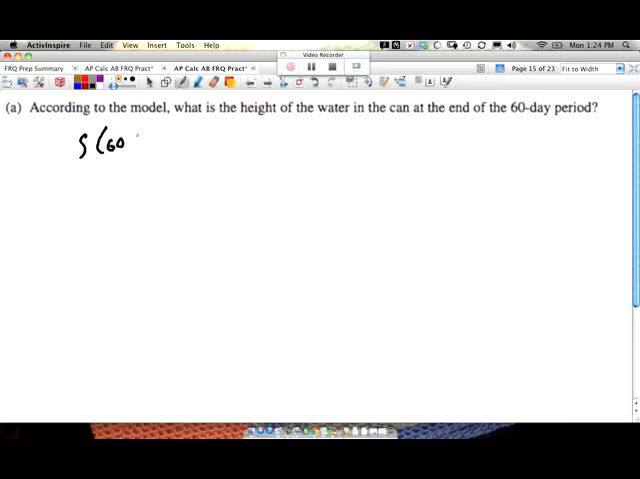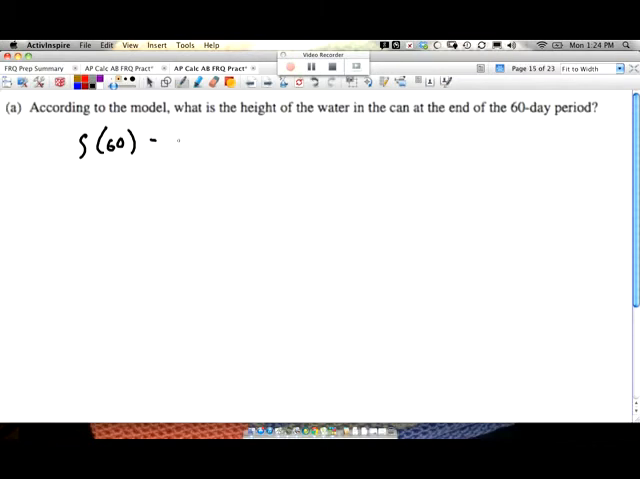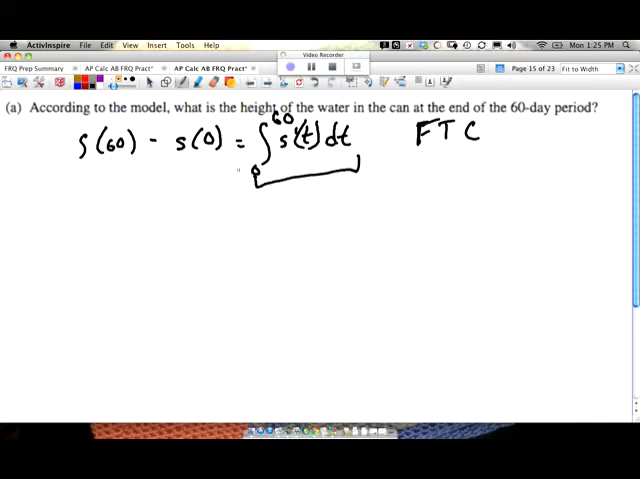So S of 60, and does it start out at 0? Let's check that. The can is initially empty. They did have to tell us that. S of 60 minus S of 0 is going to be the integral from 0 to 60 of S prime of t dt. And that's just a fundamental theorem of calculus thing. It is very similar to the accumulation of something over time and how it would give us a total. But let's break this down. Well, we can do this with our calculator, and this is just 0.